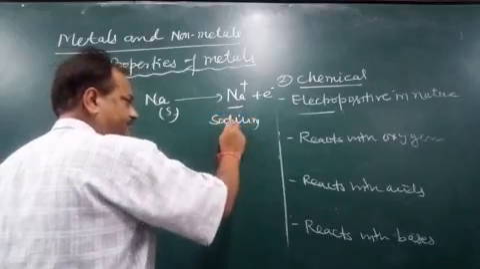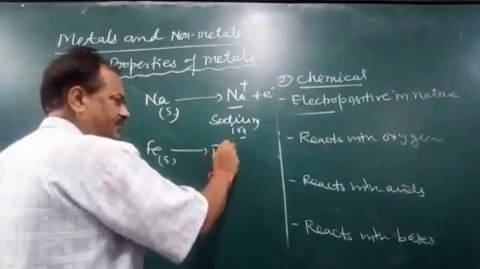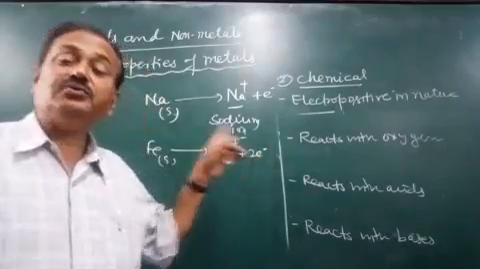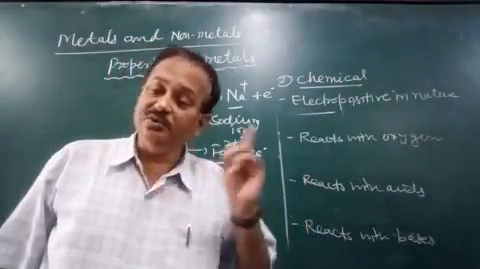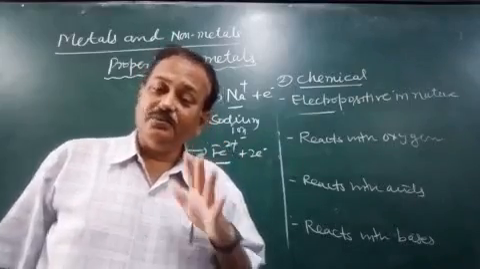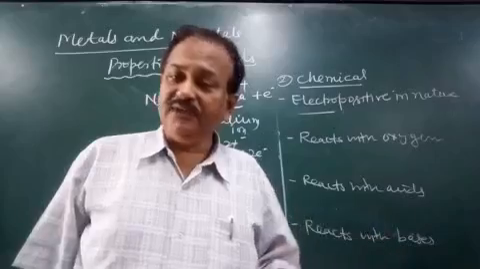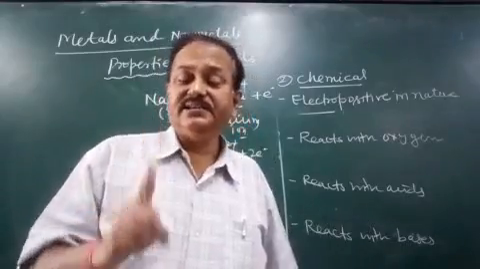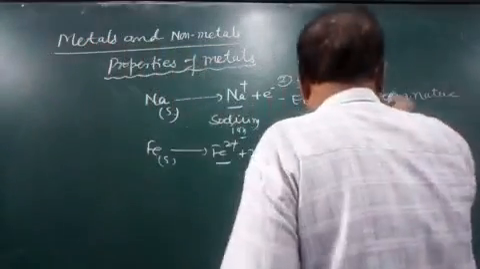Similarly, iron. Iron loses 2 electrons. So this is the iron ion. But the point is, why do they lose? Because metals are very reactive, and metals lose electrons, acquire positive charge, and they become stable. You might have seen frequent rusting of iron. Why? Because iron is reactive, and when it forms rust, its reactivity is stopped. That's why metals are electropositive in nature.